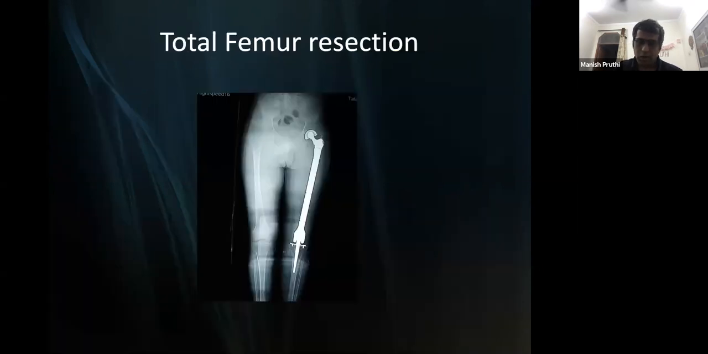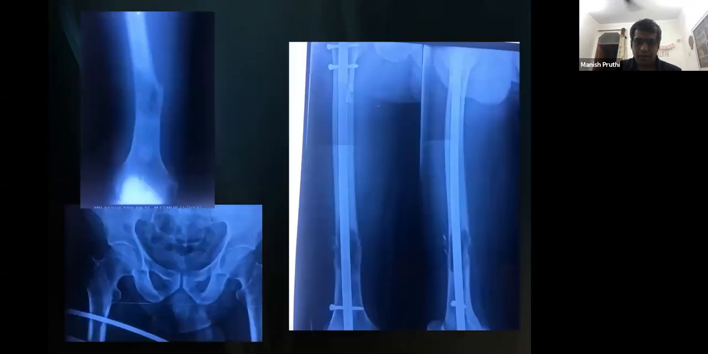We can even do a total femur resection, in which we replace the total femur from the hip joint to the knee joint, and can use a mega prosthesis for that. Like this patient, a 50-year-old male, had a pathological fracture in the lower diaphysis of the femur. Someone thought that it is a metastasis because of the age, and then they nailed it.